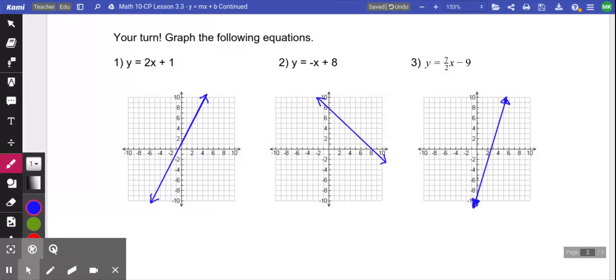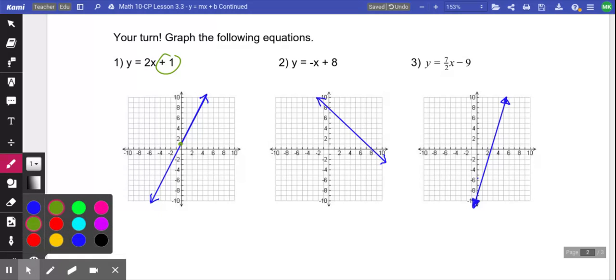Awesome. If you did those ones, you should have got graphs that look like this. So the first one has a y-intercept of 1. And then up 2 over 1 should get you your next point right there. Up 2 over 1.